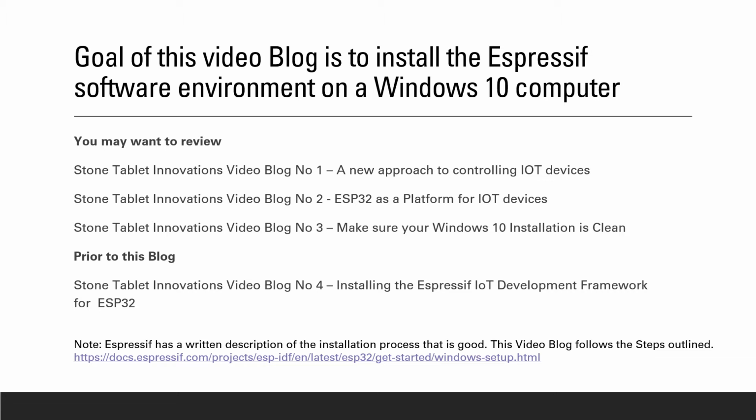So you might want to look at some of the earlier blogs, especially ESP32 as a platform, and making sure you have a clean install prior to this blog, which is installing the IoT development framework, pretty much putting all the software on that you need. I just want to add that there's a good write-up, and this video blog follows the steps outlined by Espressif. And here's the link. This will be in the notes as well for getting started with the Windows setup.